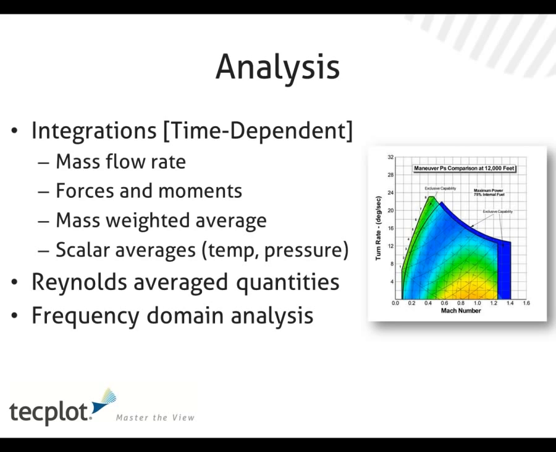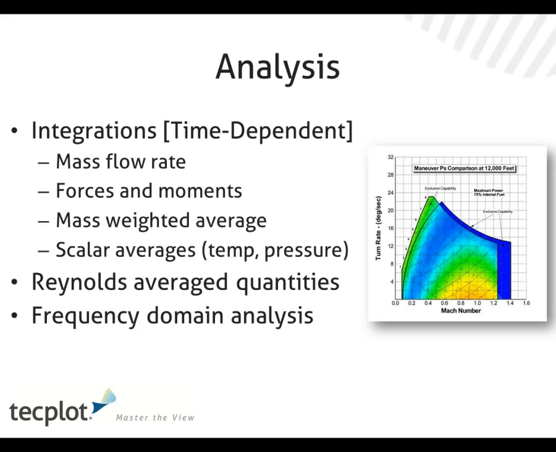The mass flow rate is especially important in internal flows. You're going to be looking at how that varies through time. Forces and moments, of course, are critical in aerodynamics. Mass-weighted averaging is something you do a lot in turbomachinery, where you're looking at mixed out quantities, and averaging over time is, of course, just another way of looking at your results.